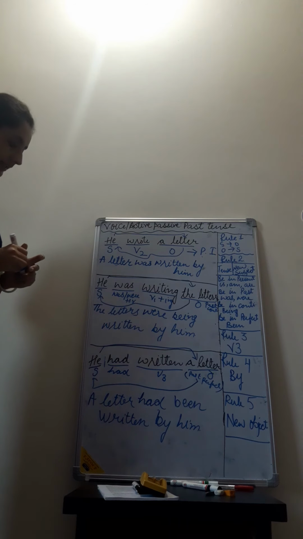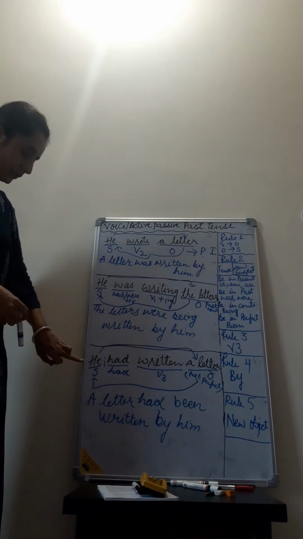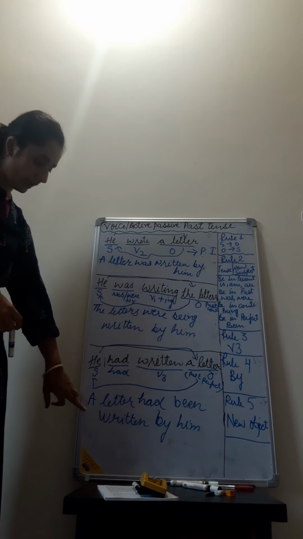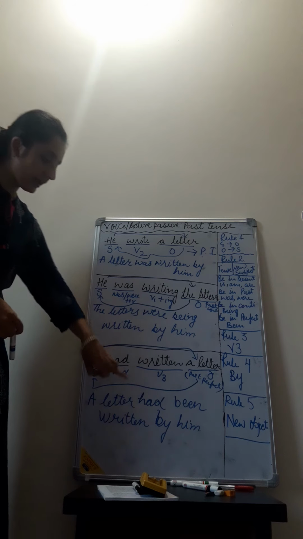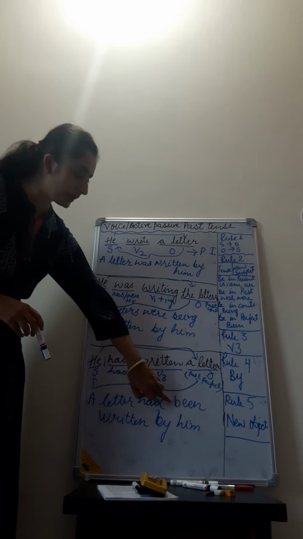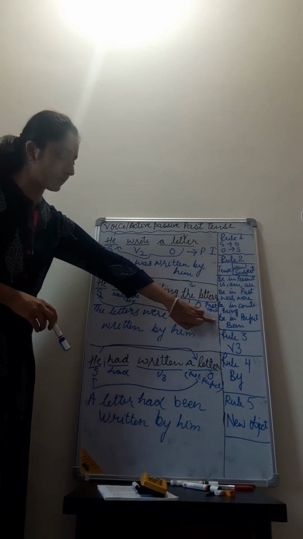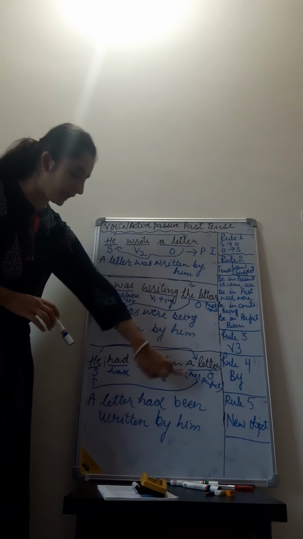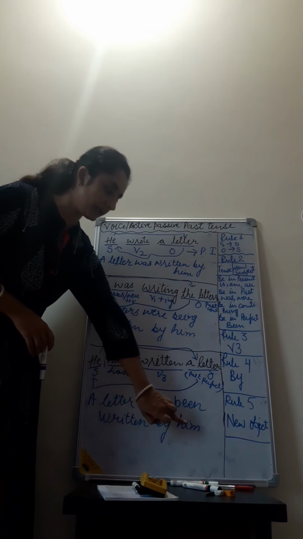I hope this is clear to you. We changed the subject into object and object into subject. So our new subject became a letter. Here it was had. In passive also we use had. Then be form. Here we have selected the be form because in perfect we know that we use been. Then verb's third form, written, then by, then him.